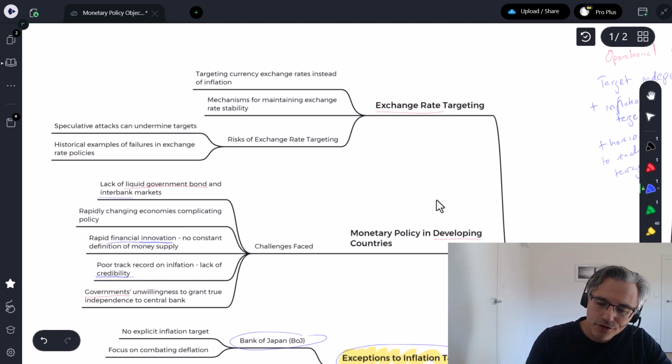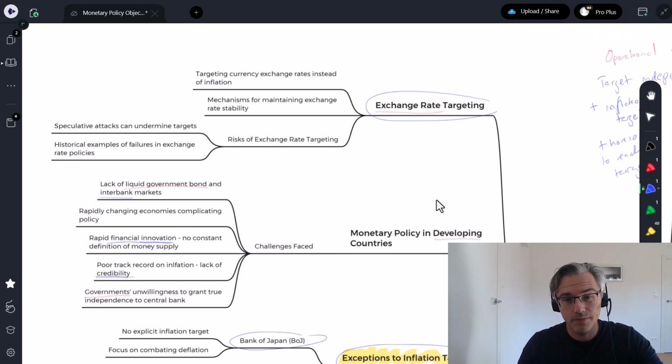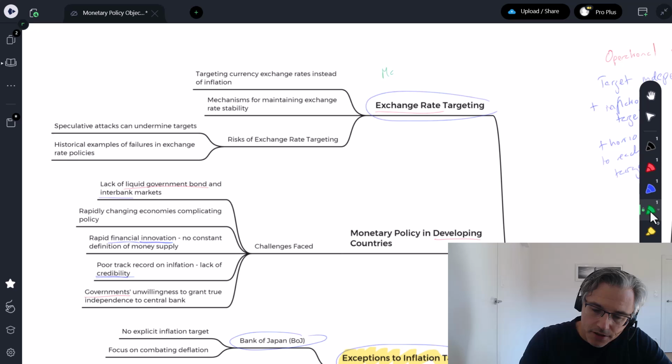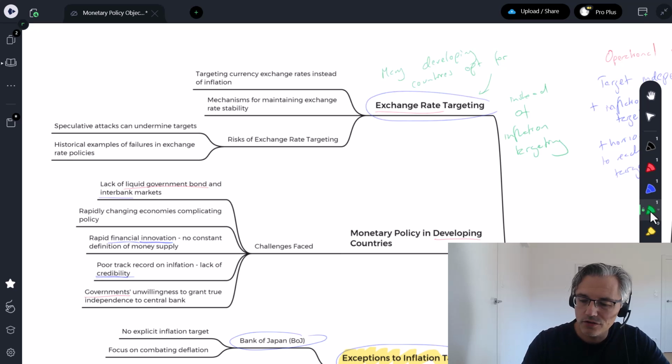Now, we're going to finish off with this notion of exchange rate targeting, because this is especially true for developing nations. So many developing countries opt for exchange rate targeting instead of inflation targeting. So this is, you could say, an alternative to the more prevalent model of inflation targeting, exchange rate targeting. Right, how does this work?